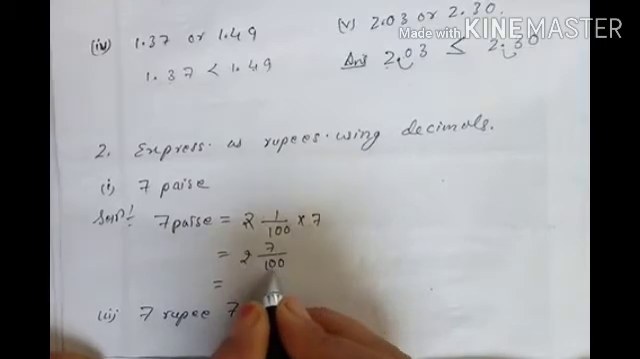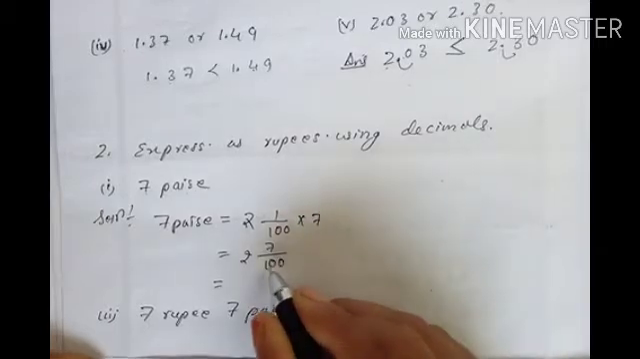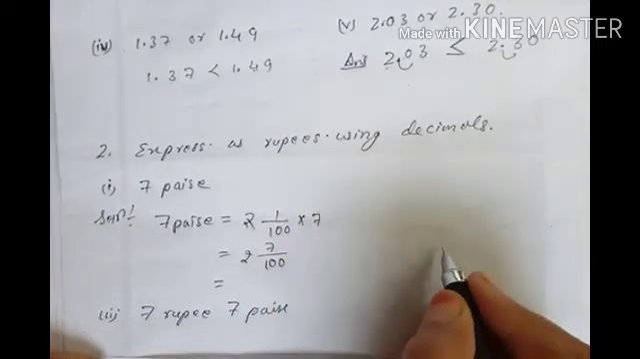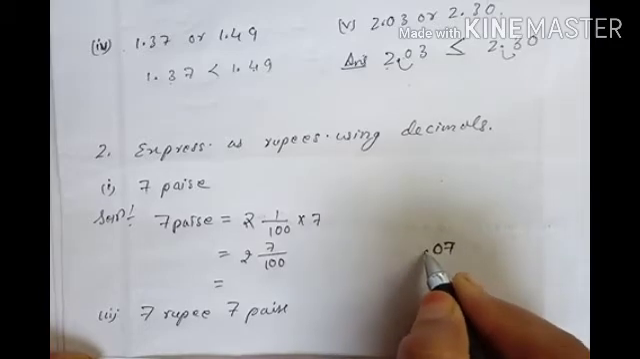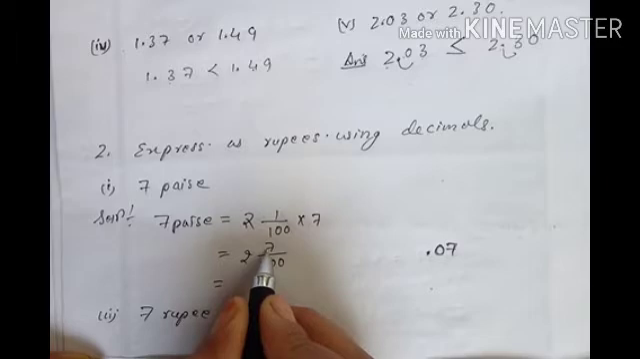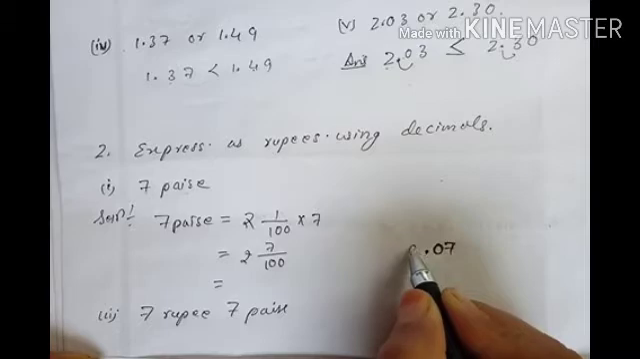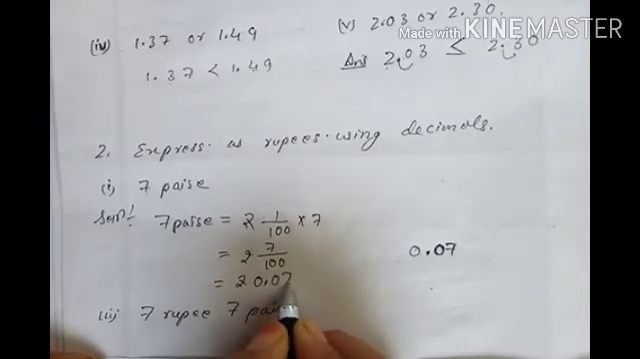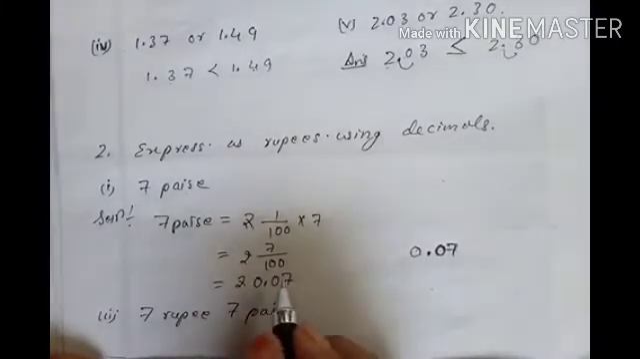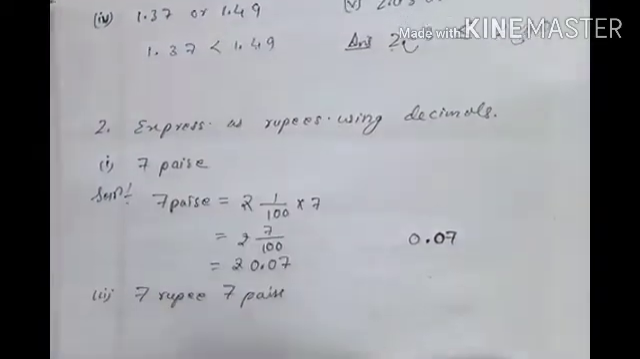Now here you can see you have to write this in decimal. If you will write this in decimal, then what you will do? Here how many zeros are there? 2 zeros. So you will give the decimal before 2 digits. But here we have only 1 digit. So what you will make? You will make 1 zero, then before the decimal also you will put a 0. So that means it becomes 0.07 rupees. Okay, 0.07 rupees. This is your answer.